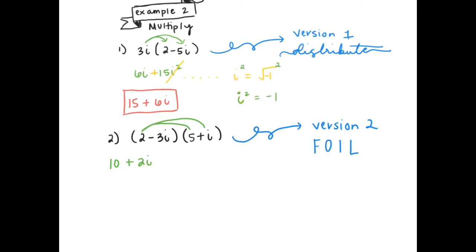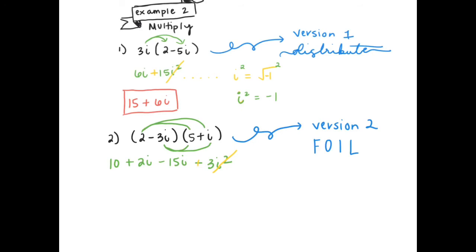The inner terms are negative 3i and 5. So when I multiply those, I'm going to get negative 15i. Then when I multiply my last, I've got negative 3i times i. That gives me negative 3i squared. Just like we just saw, I'm going to cancel out my i squared. And when I do that, it's also going to make my 3 positive.